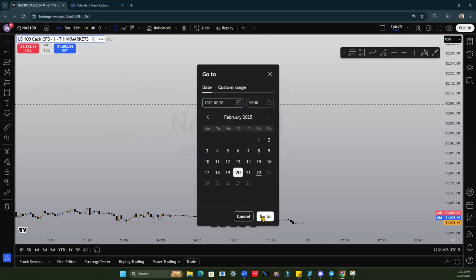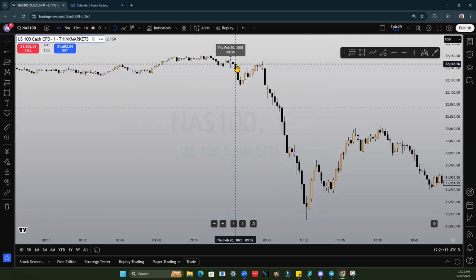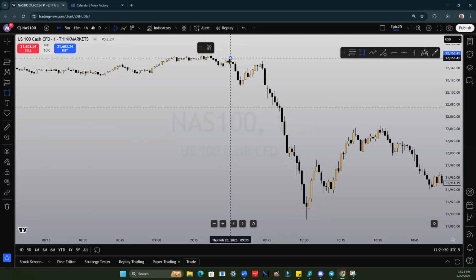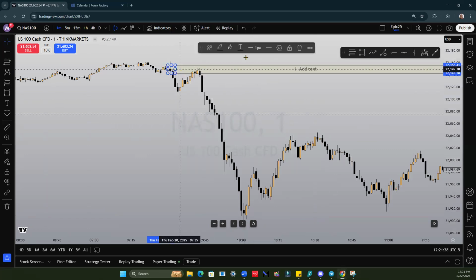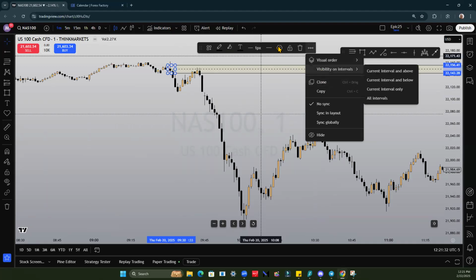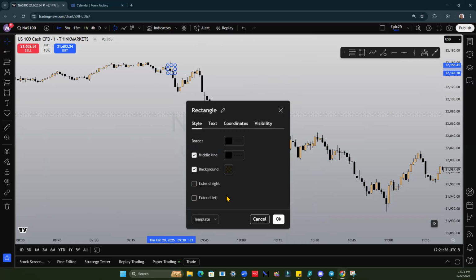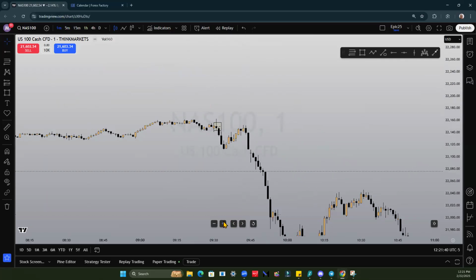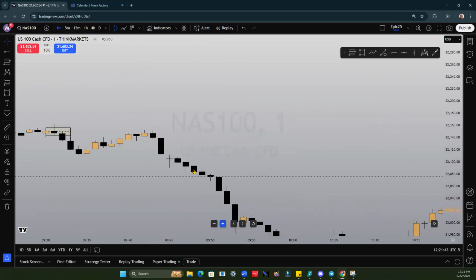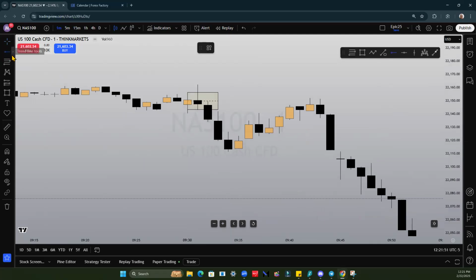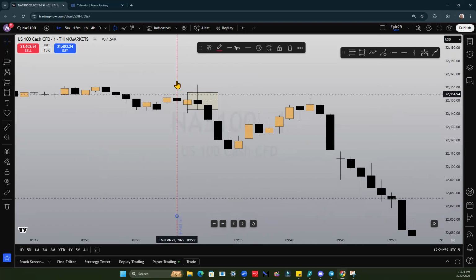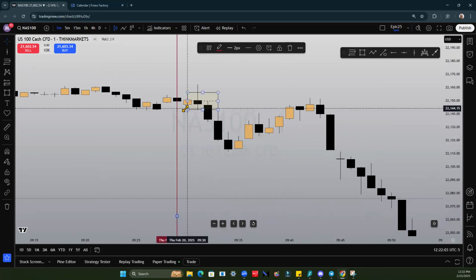We're going to go to 9:30 again. This is where we're at right here. Let's mark it. Make this bigger. As you can see, that candle, usually you mark the candle before it, the 9:29. And then at 9:30, what happened?